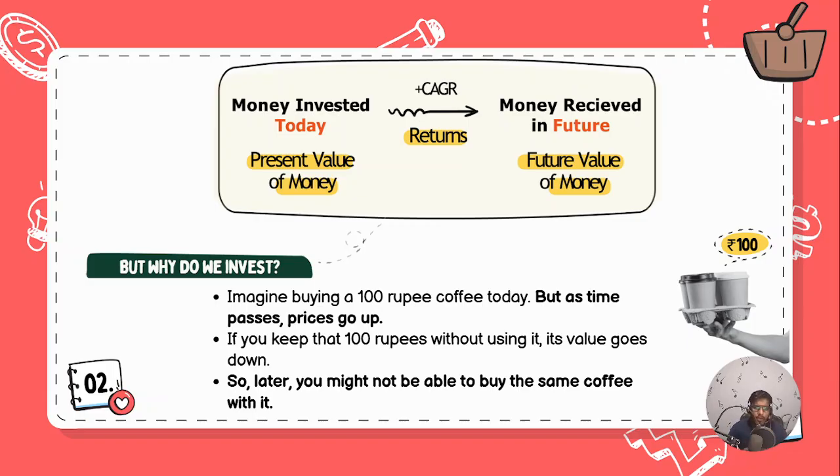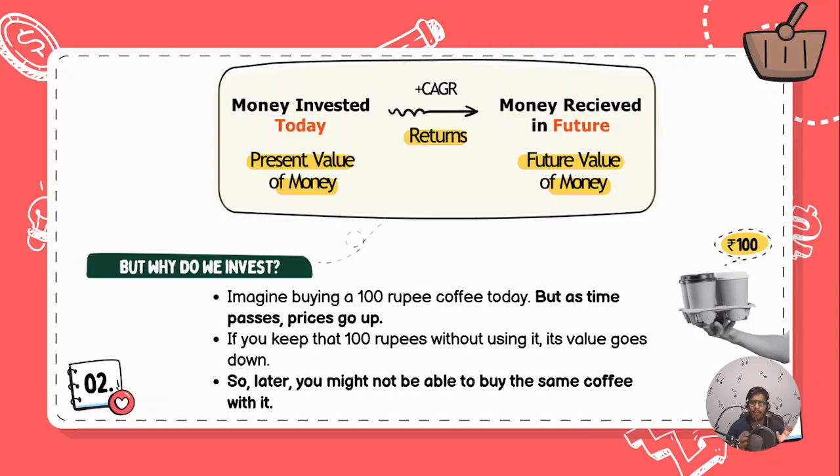Next, I wanted to make you understand the present value of money and the future value of money. Whatever money we invest today is nothing but the present value. What you earn on it is returns. Let's keep it simple. Suppose you have invested 100 rupees into an equity share, which is giving you 10% dividend each year. So 110 rupees is your future value of money, and 100 rupees is your present value of money.